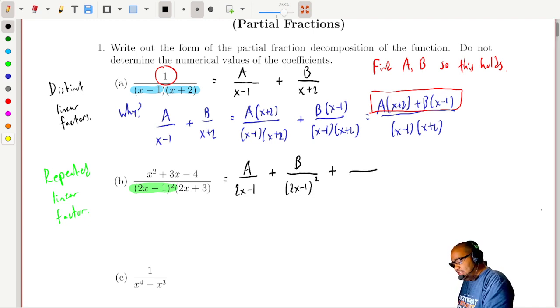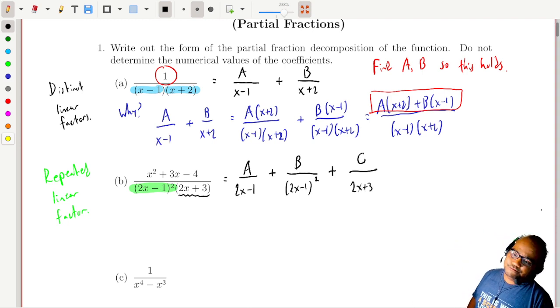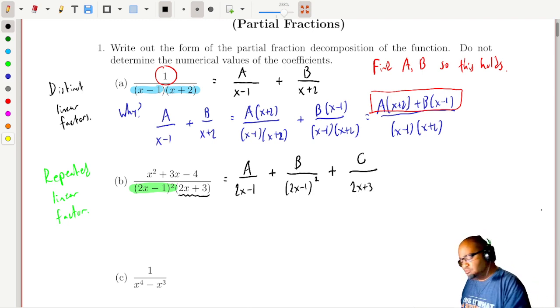Now we can think about this again once we write out the last term here. The last factor is distinct, 2x plus 3. It gets its own denominator, and that's a C right there. So I need to find three numbers, A, B, and C, so that that relationship holds up there.